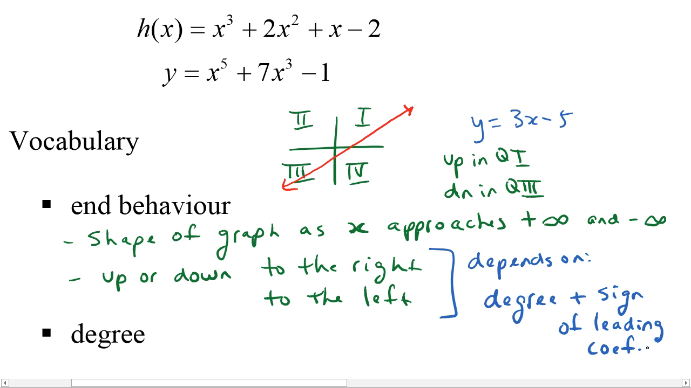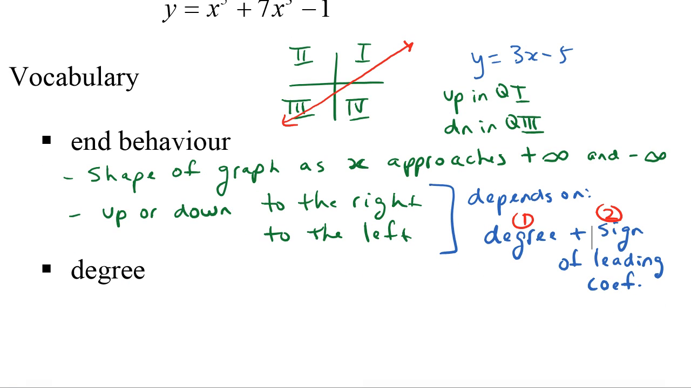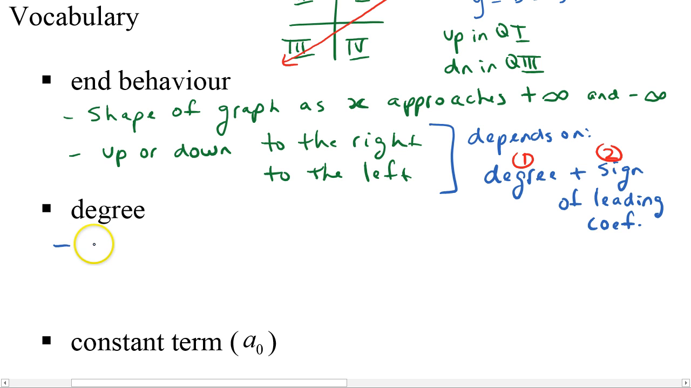So it depends on those two things that we're going to see very shortly. It's a nice shortcut that we can take to figure out the shape of a graph. The second one, well, what is degree? So degree is the greatest exponent of x.